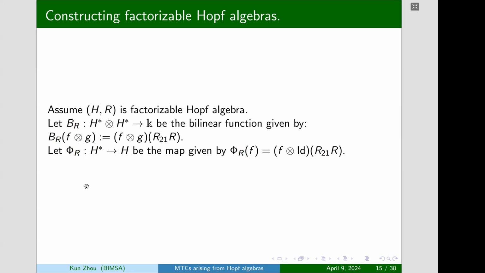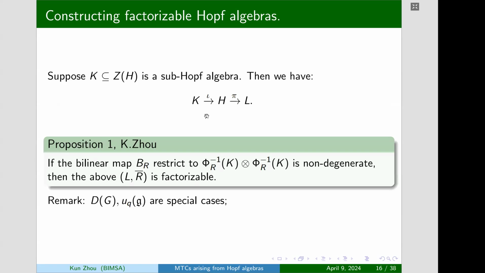Assume (H, R) is a factorizable Hopf algebra, and let B_R be the bilinear function from H* tensor H* to k given by B_R(f, g) = (f tensor g)(R_21 R), and let phi_R be the linear map from H* to H given by phi_R(f) = (f tensor id)(R_21 R). Then suppose K is a sub-Hopf algebra in the center of H. Then we have the following central extension of Hopf algebras. Here, L is the quotient Hopf algebra of H by pi induced by the sub-Hopf algebra K.